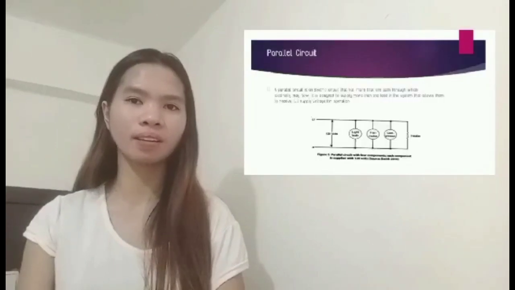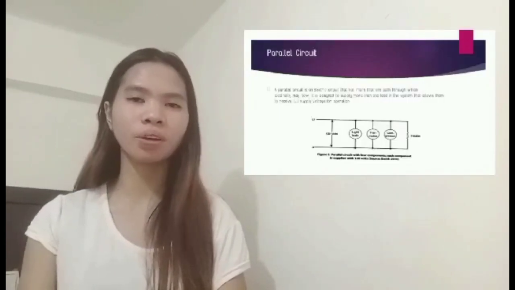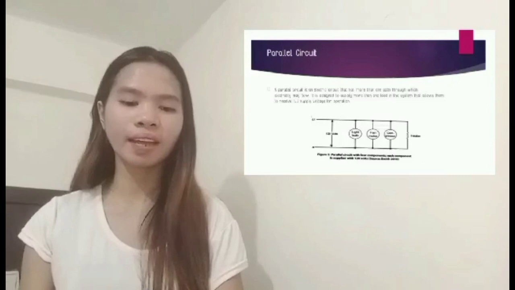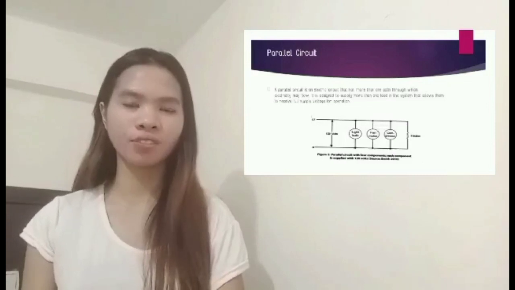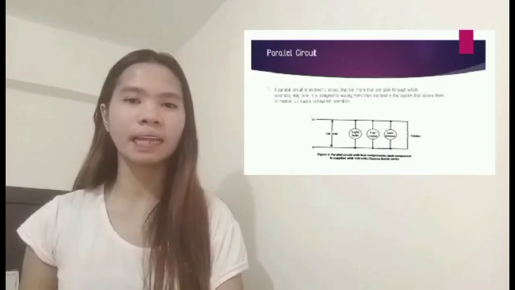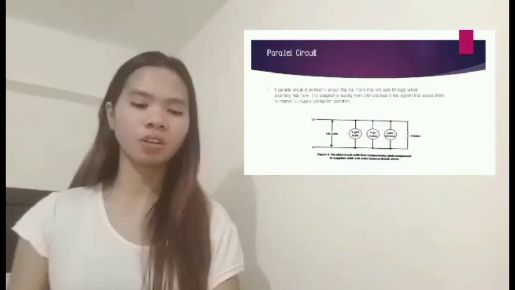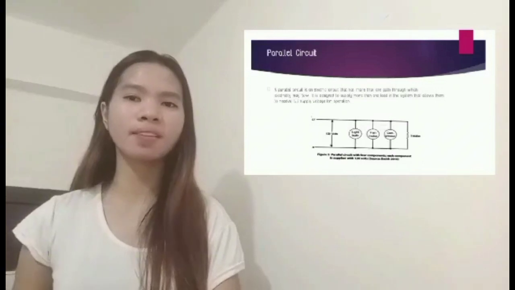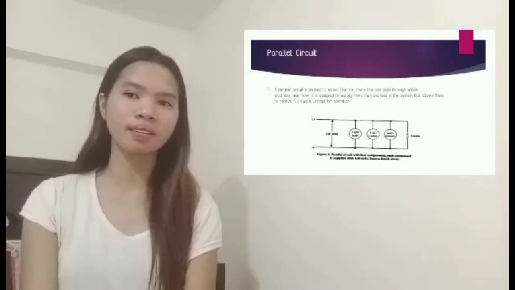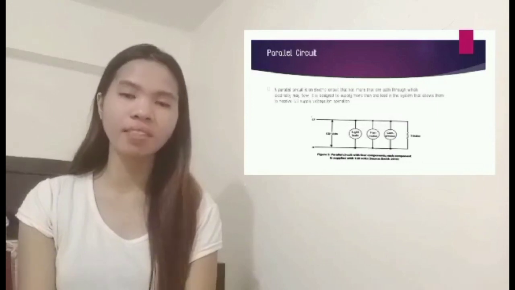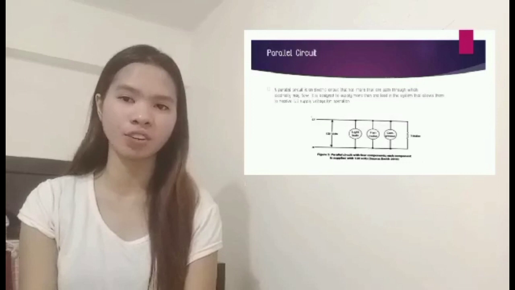So, the second one is parallel circuit. Here in parallel circuit, it is an electrical circuit that has more than one path through which electricity may flow. It is designed to supply more than one load in the system that allows them to receive full supply voltage for operation. So when we say parallel circuit, this means that the flow of refrigerant splits into two or more branches, each of which contains a component, and then rejoins after passing through each branch.